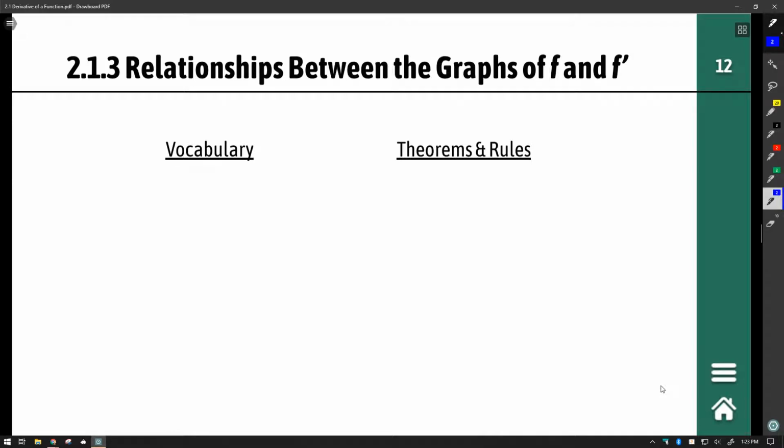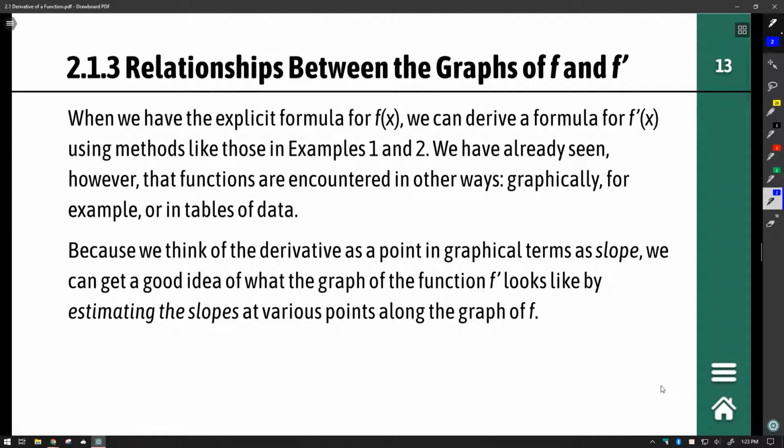Let's talk about the relationships between the graphs of f and f prime. No new vocabulary here, no new theorems or rules. So we start like this.